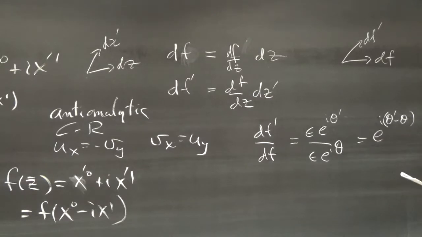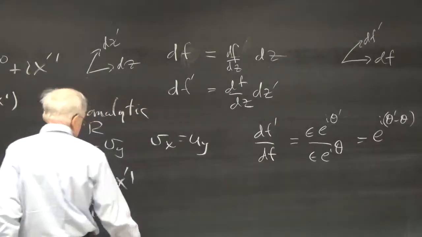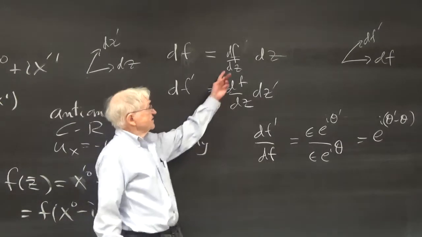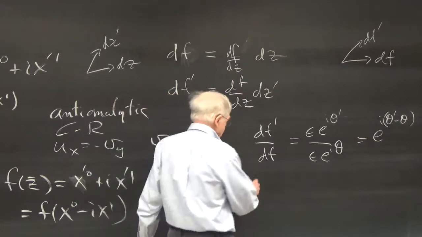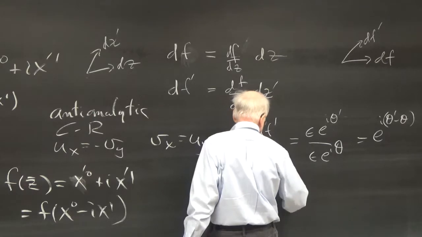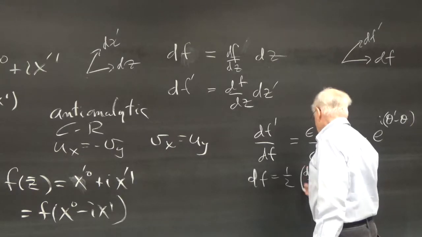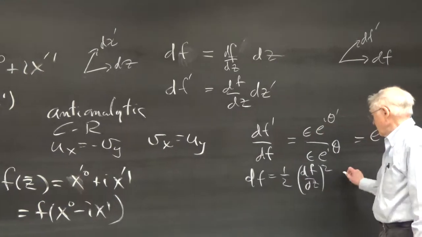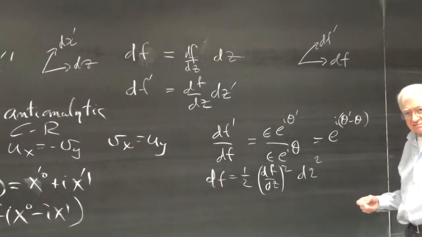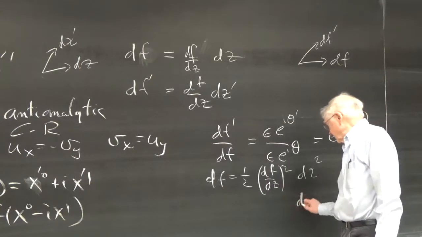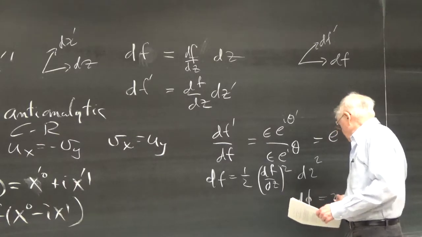There is one exception, or actually there are many exceptions, if the derivative should vanish. If the derivative vanishes, then you see df is a half df double prime dz squared. And so then the angles double. That is to say, d phi is then 2 d theta.